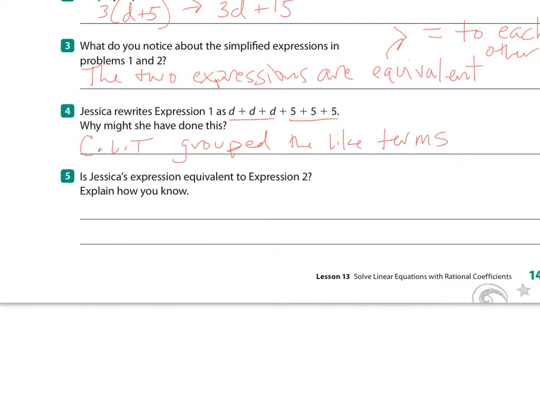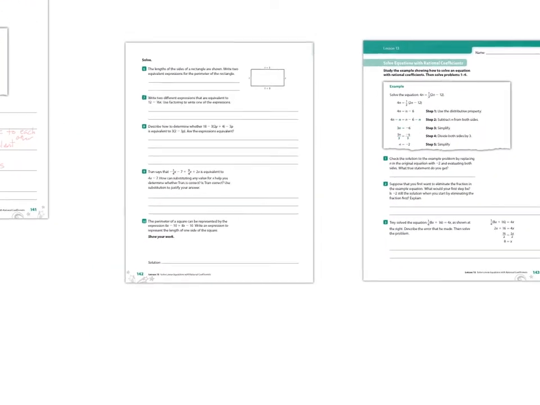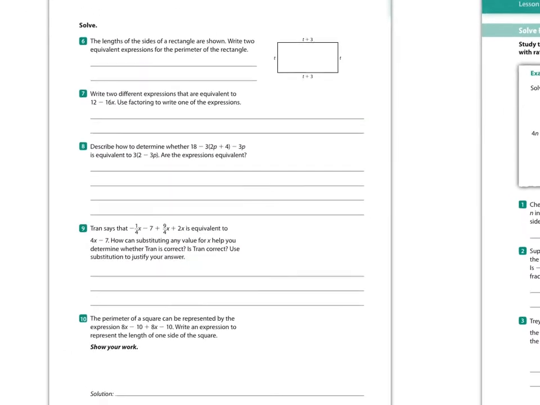Question 5 wants to know if her expression is equivalent to expression number 2. Well, if we look at her expression here, if we really did combine these like terms, she grouped all the d's together, then she grouped all the 5's together. Well, if we were to add those up, yeah, those turn into 3d plus 15. So is that equivalent to the expression in number 2? Absolutely it is. It's the same thing. Remember, we just talked about how we can have the same thing written a couple different ways. All right, so let's flip over here. Next page.